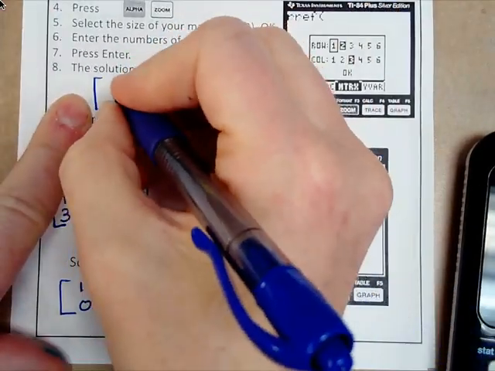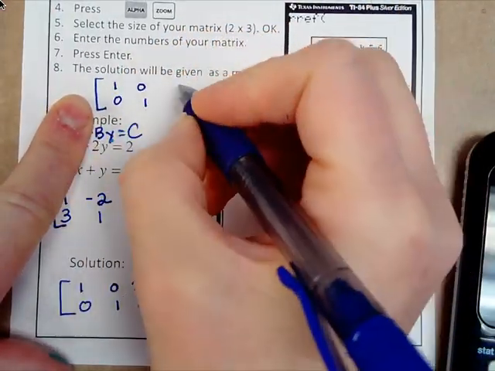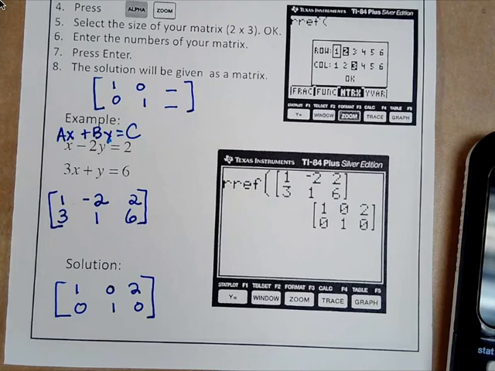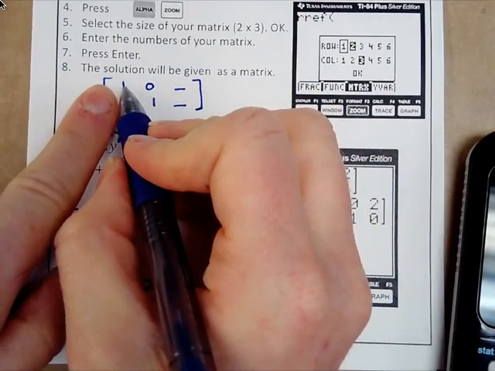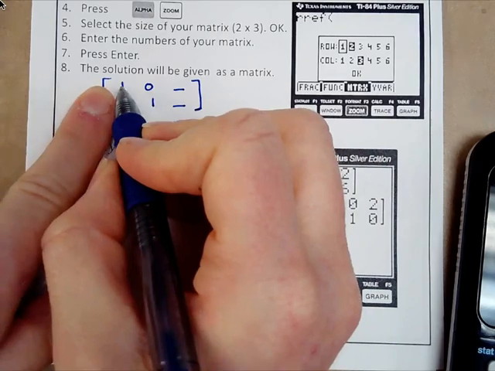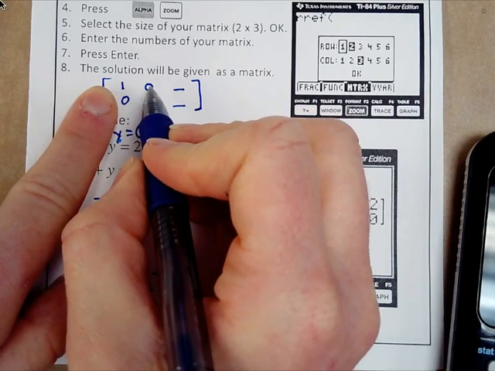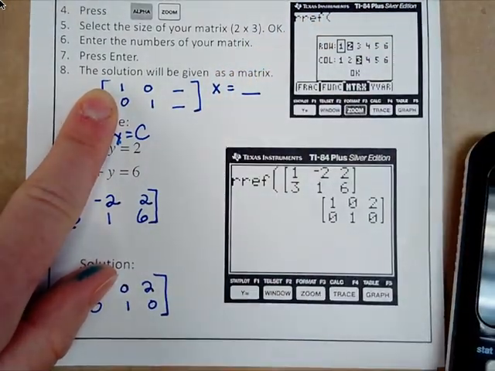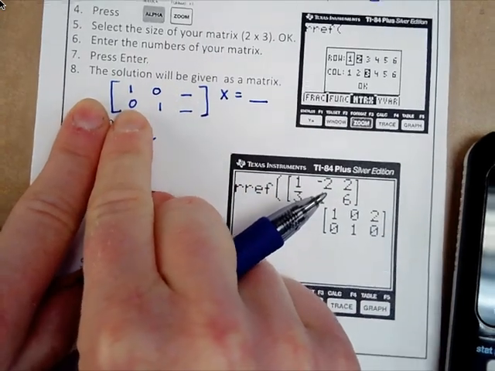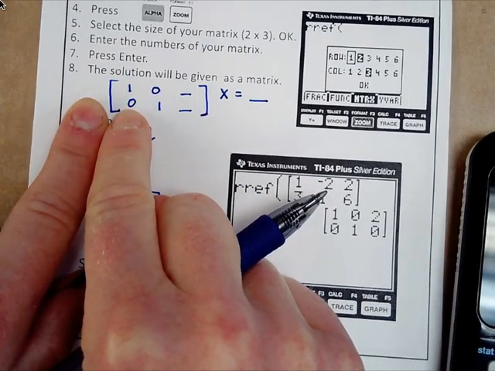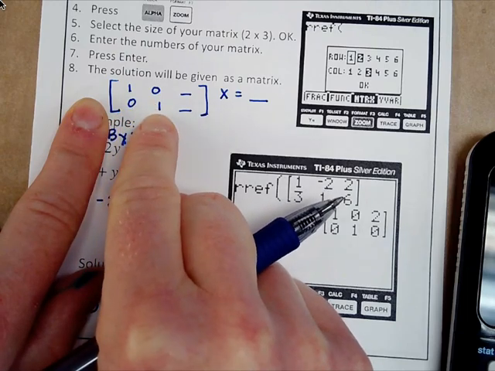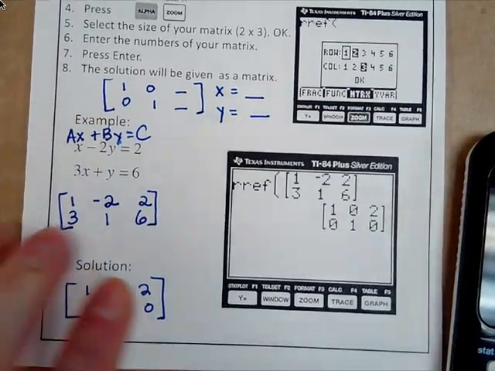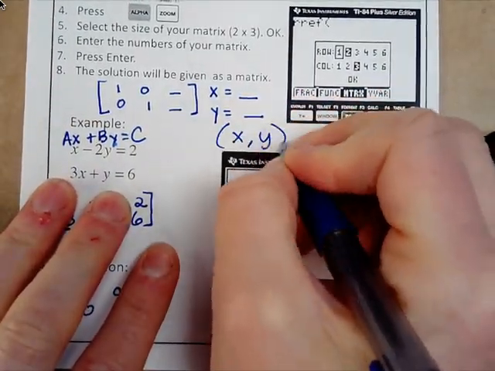So what it does is it'll give you your solution just like this. And you'll have a number in the last spot. Remember AX plus BY equals C? So this would be 1X plus 0Y equals a number. That tells us what X equals. Then for the other one, plugging it back into the standard form, 0X doesn't matter, 1Y equals a number. That tells me what Y equals. Then you can write your solution as a coordinate pair, X, Y.